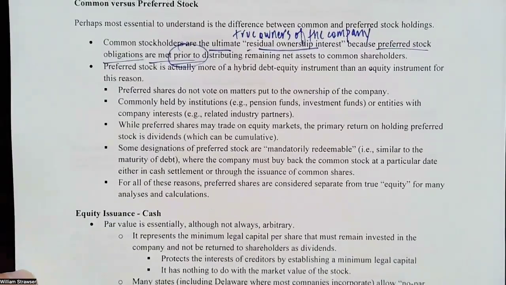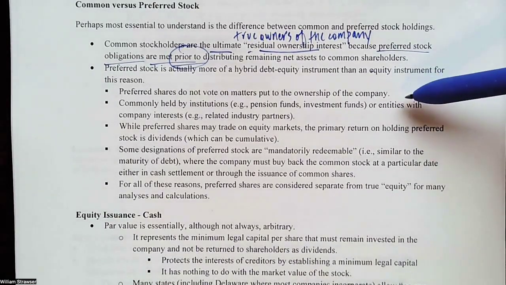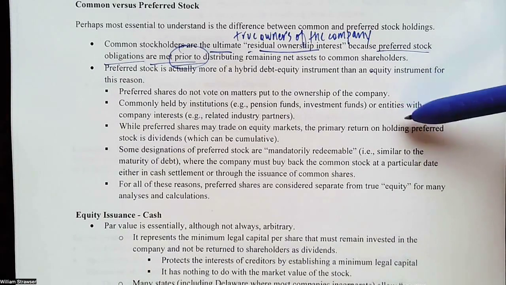Preferred stock is kind of tricky. It's called stock. It is included in the equity section, but really anyone will tell you this is more of a hybrid debt-equity instrument than just equity. Why is that? Because preferred shareholders don't vote on matters put to the ownership of the company. This is a matter for common stock.